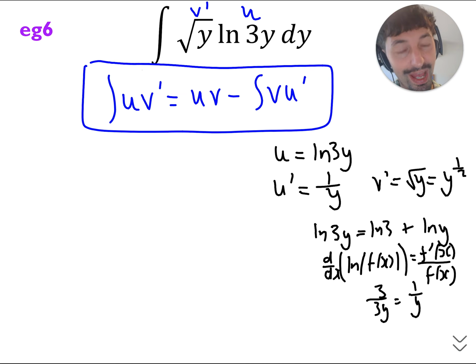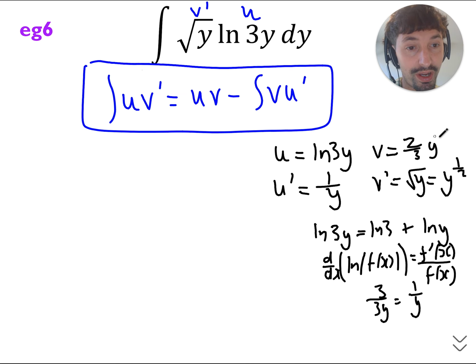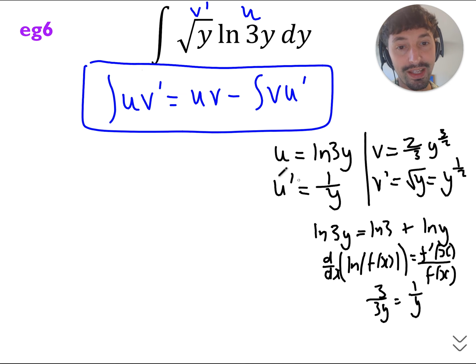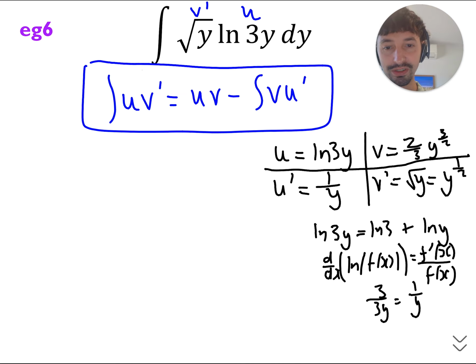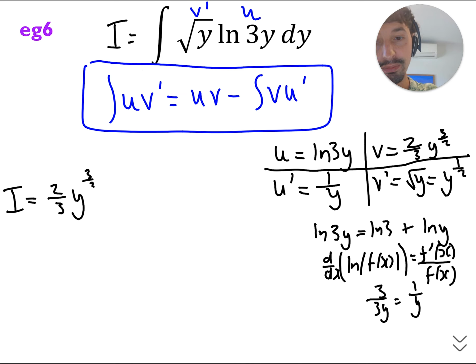Integrate y to the power of half, so we add 1 to the power, and we get y to the power of 3 over 2. Divide by 3 over 2 is the same as multiplication by 2/3. We get 2/3 y to the power of 3 over 2. And there you've got your components to put into the integration by parts formula. If I call the integral I, we're going to get uv, so 2/3 y to the power of 3 over 2 multiplied by the natural log of 3y, minus the integral of 2/3 y to the power of 3 over 2 multiplied by 1 over y dy.